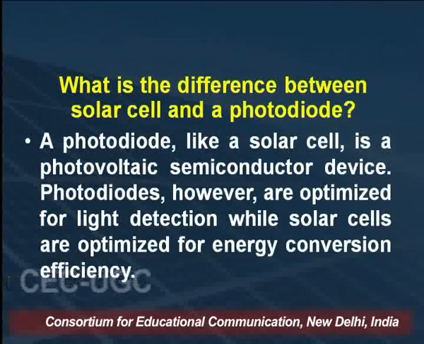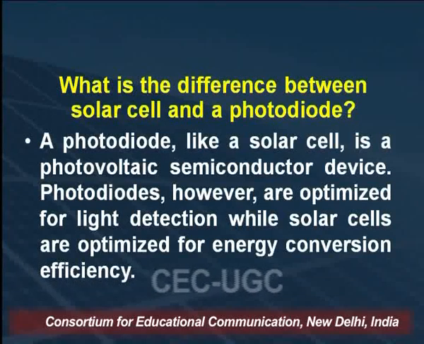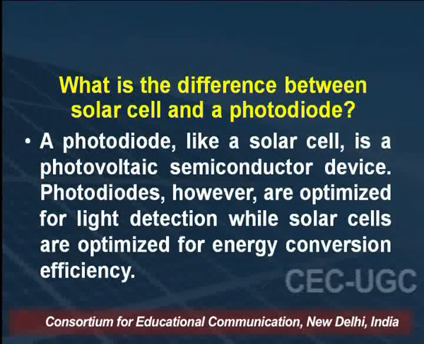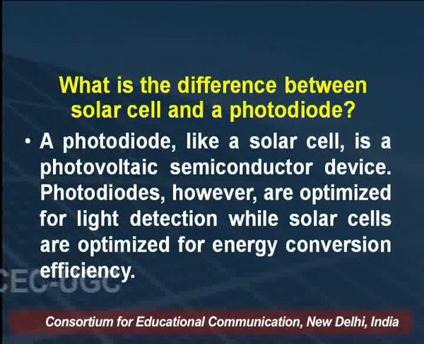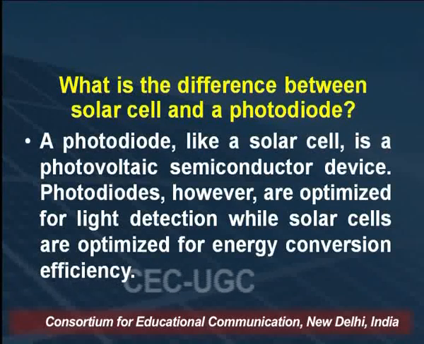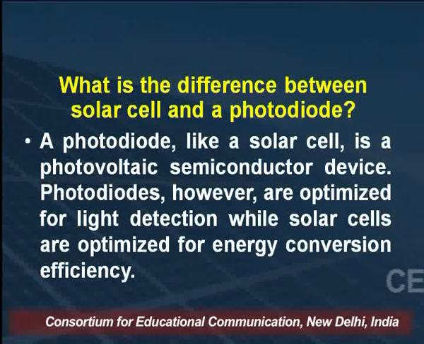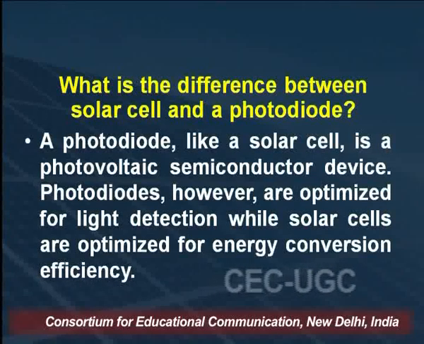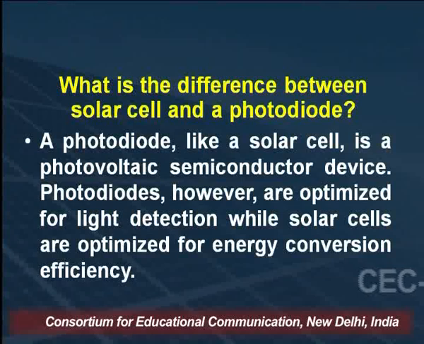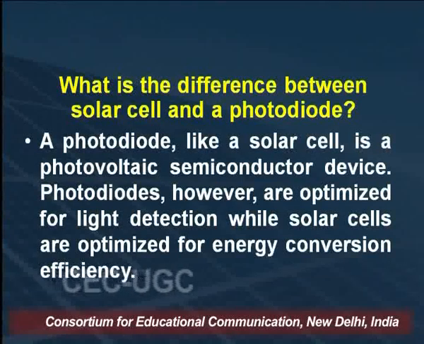The photodiode is like a solar cell and is a photovoltaic semiconductor device. The difference between the solar cell and the photovoltaic cell is that in the solar cell we use the sunlight, and in the photovoltaic we use the lamp. Both are made of semiconductors. Photodiodes, however, are optimized for light detection, while solar cells are optimized for energy conversion efficiency. So this is the answer to the question.